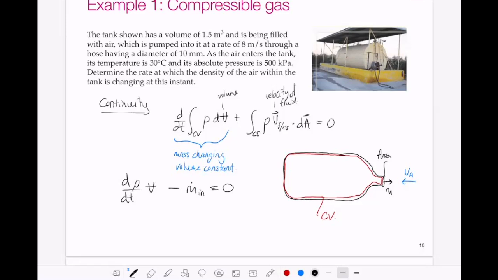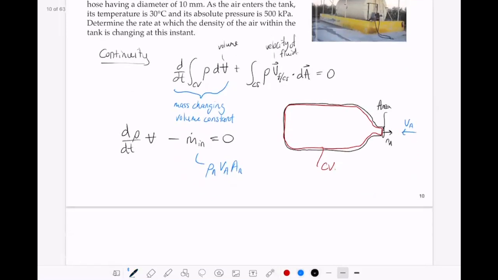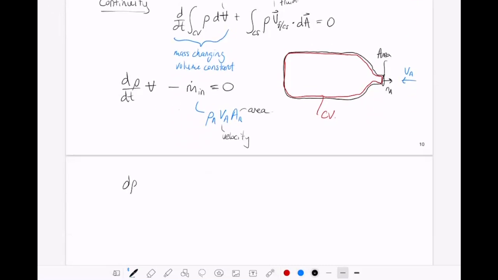And our mass flow rate in term, we can write as rho A times the velocity at A times the area at A. So we can finally write this equation, d rho dt times our volume minus rho A V_A A_A is equal to 0. So this is our first equation.